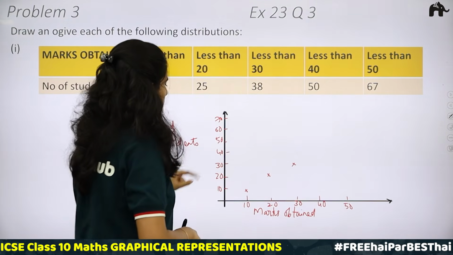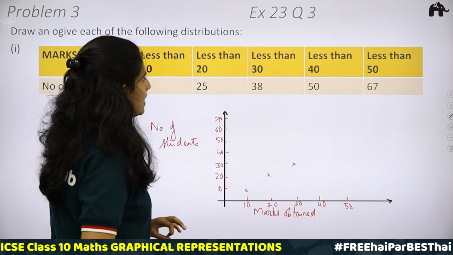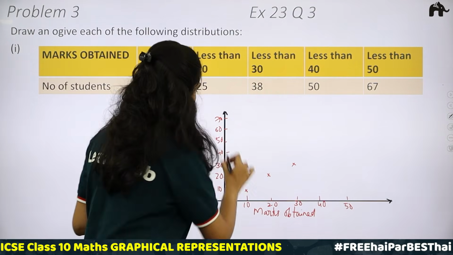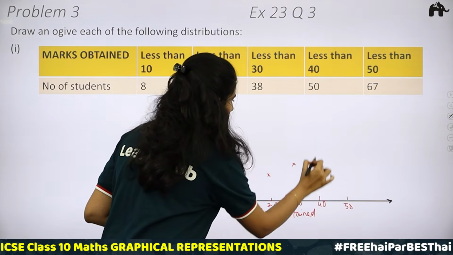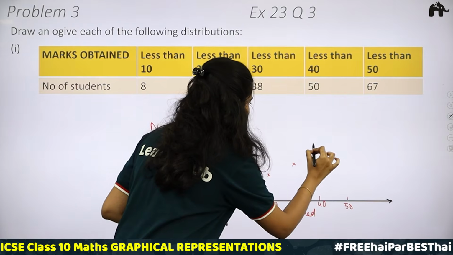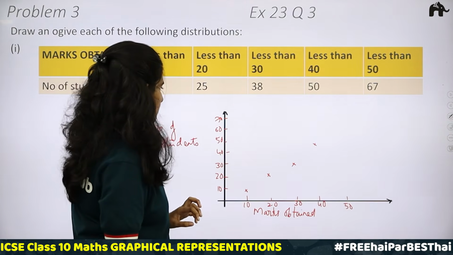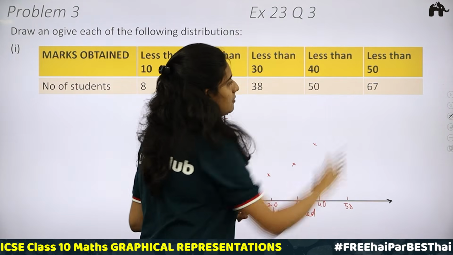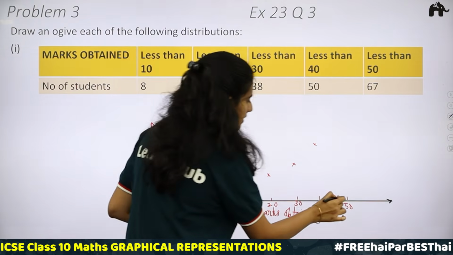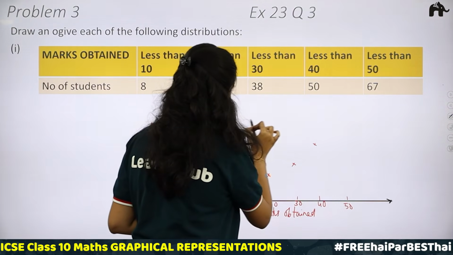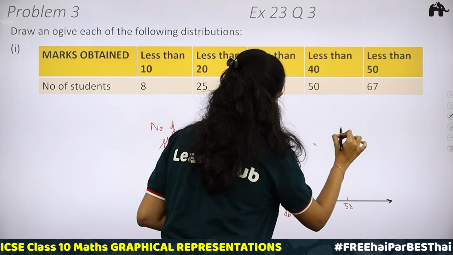Less than 30, you have 38. Next, less than 40 it is 50. Here we have 50, less than 40. So, at 40, you will be getting 50. Next, less than 50 it is 67. Here we have 50 and 67 is just below 70.